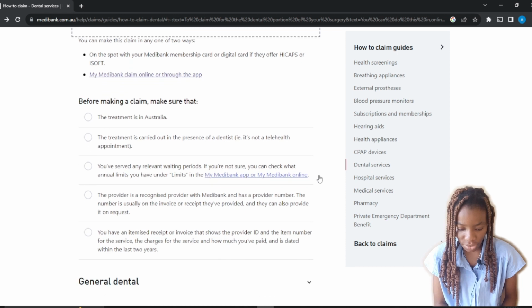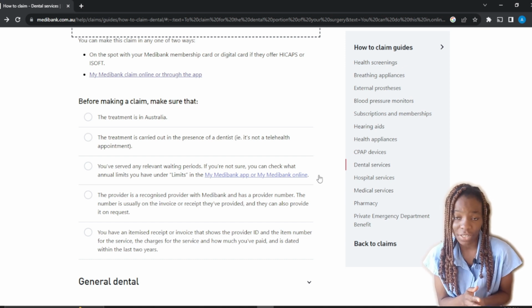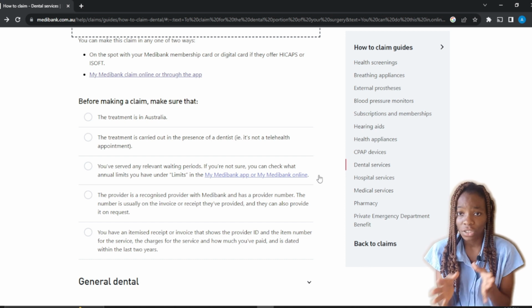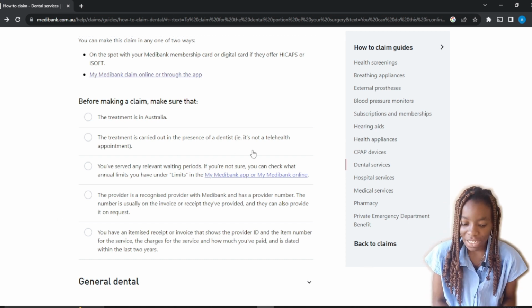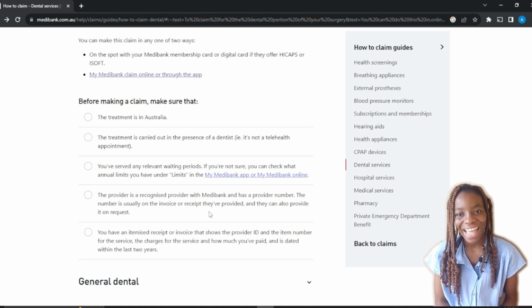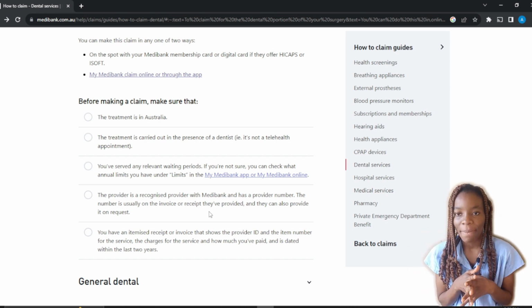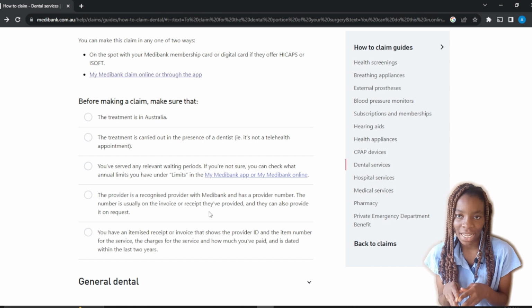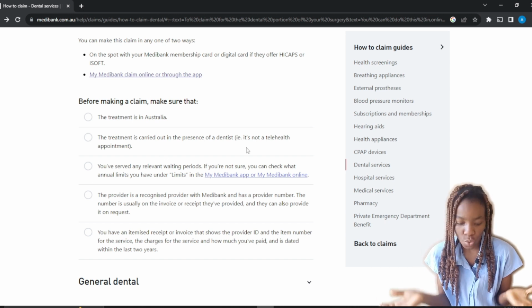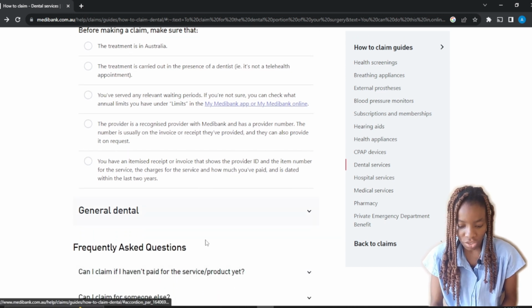Okay, and then this through the app, and then these are the core requirements that you need to be sure of. The treatment is in Australia, and then the treatment is carried out in the presence of a dentist. Of course, here we have a tweak. Yeah, each of them has tweaks. So this one says the treatment is carried out in the presence of a dentist, and that means it's not a telehealth appointment. It wasn't done on phone. So if it wasn't carried out in the presence of the dentist, then I'm sorry, you're off the hook. So it has to be carried out in the presence of a dentist, and then the rest are just the same. So that's just the tweak.